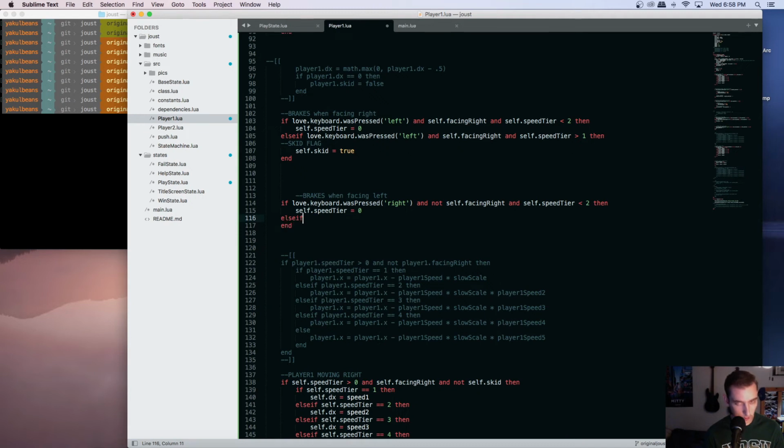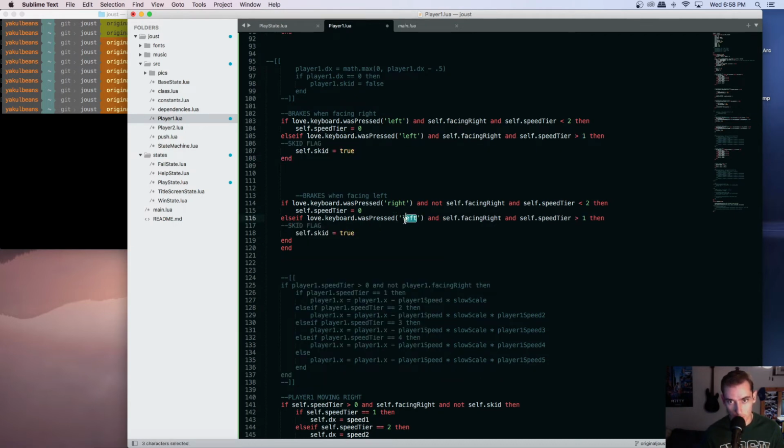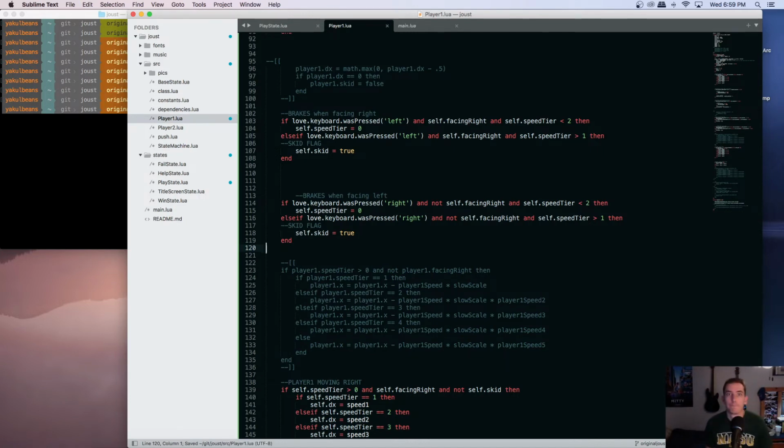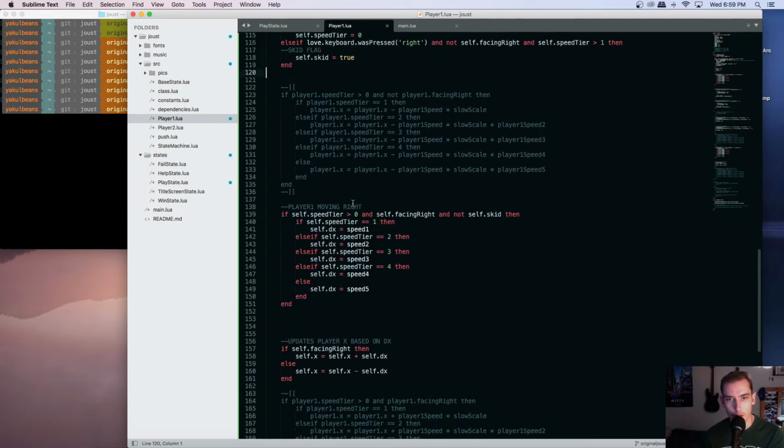Else if right is pressed and not facing right and speed tier is greater than 1. That's better. So we have the setting skid flag, but we need to implement it in terms of its DX and whatnot.